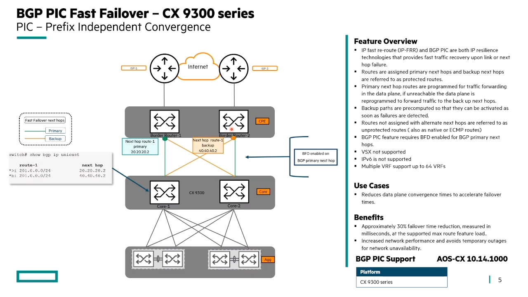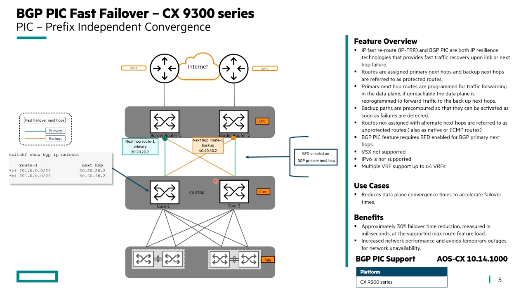So the primary next hops are programmed for traffic forwarding in the data plane. If they are unreachable, the data plane is reprogrammed to forward traffic to the backup next hop. These backup paths are pre-computed so that they can be activated as soon as a failure is detected, and then we get a very fast failover to the backup next hop. Routes that are not assigned an alternative next hop are referred to as unprotected routes, also known as native or ECMP routes. And as I mentioned, BFD has to be enabled on our interfaces for this to work.